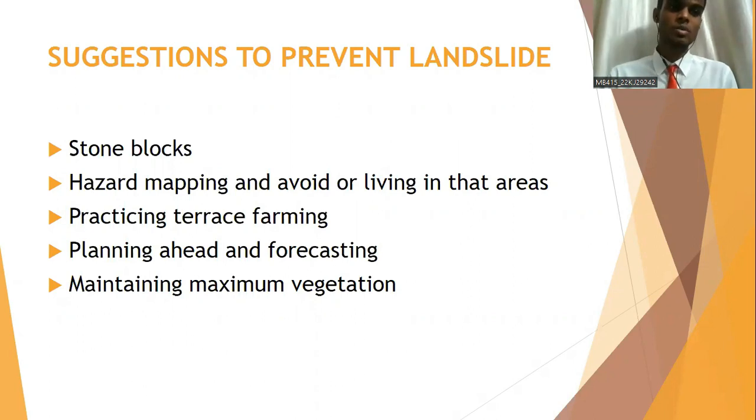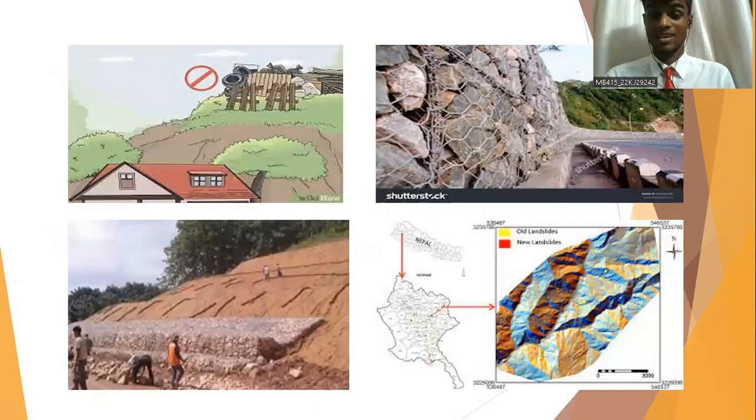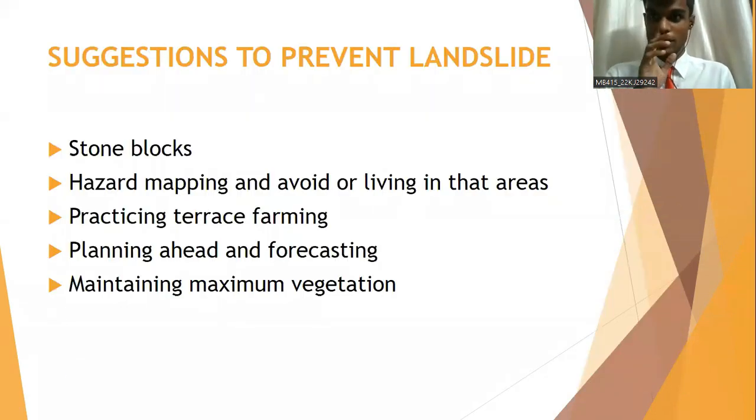So talking about the suggestions, I would first give stone blocks as my suggestion. Actually, I have a picture over here, like you can see, the second picture. This was actually used in Oman, like in many countries, to block the moving stones from the mountains. This can be used to block the stones that are coming to the roads and affecting the people there.